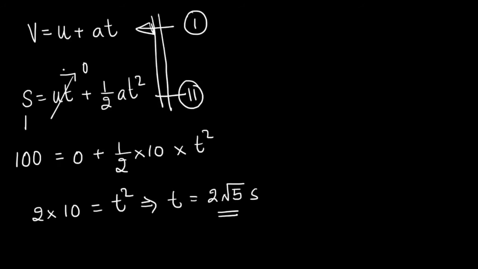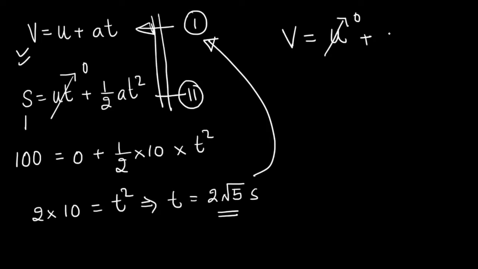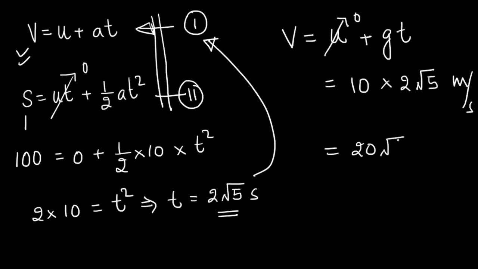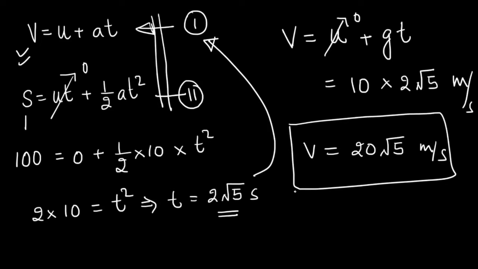Well, this was not really asked in the question. What was asked is the velocity. So now I'll plug this information into equation 1, and then I get v is equal to u, which is 0, plus gt. g is 10, and time is 2 root 5. So this gives me 20 root 5 meters per second, and the problem is solved. So this stone, when it hits the ground, is traveling with a velocity of 20 root 5 meters per second.